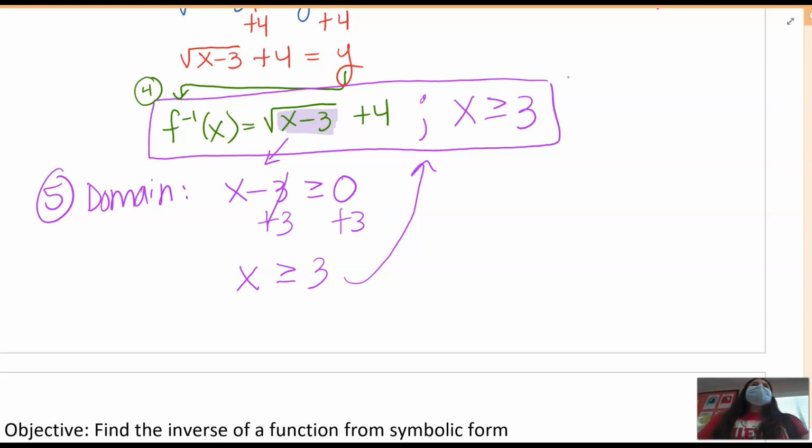And so you can go double check it. So if you plug in a 3, 3 minus 3 is going to be 0. So the square root of 0 is 0. So that's good. If you plug in anything bigger, like 4, for example, 4 minus 3, that's going to be 1. The square root of 1 is 1. So that's good. However, if I pick something smaller than 3, like 2, if I plug in 2, that's going to be 2 minus 3, which is negative 1, and I cannot have a square root of a negative, okay?